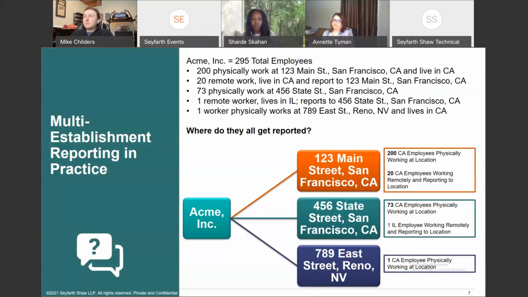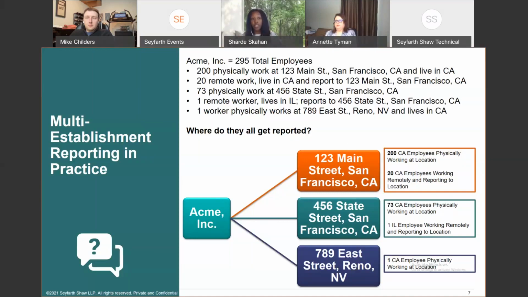So in this example, our company, Acme Inc., they have 295 employees total. And you'll see that we've split the employees in various ways. They have 200 employees who are physically working at the 123 Main Street location in San Francisco, and they're also living in California. You have 20 employees who are remote working. They're living in California, and they are technically reporting to that 123 Main Street address.